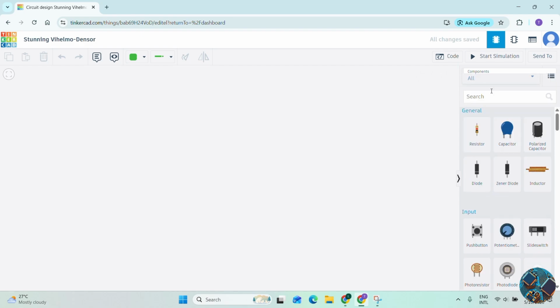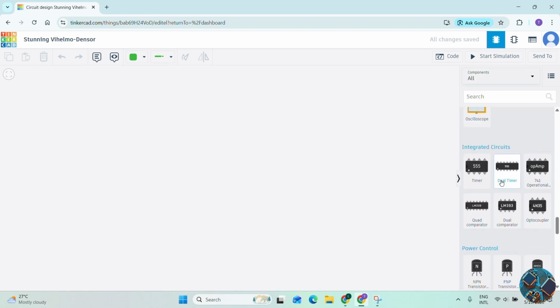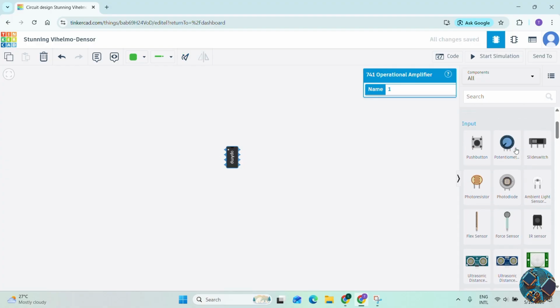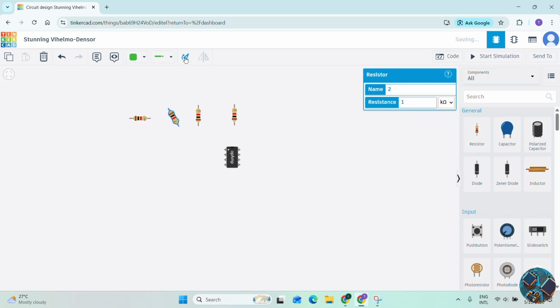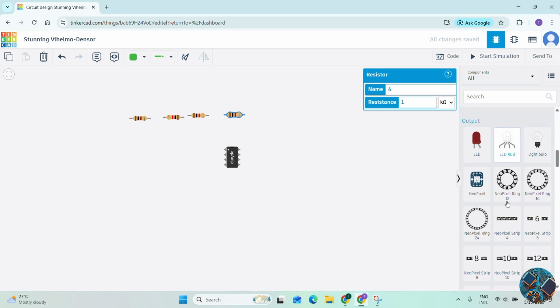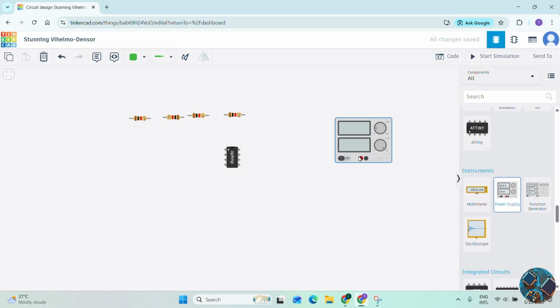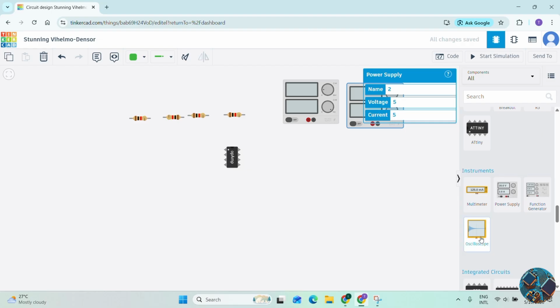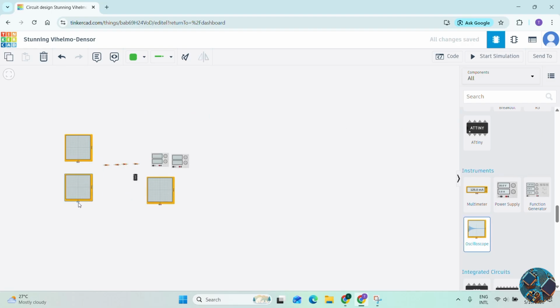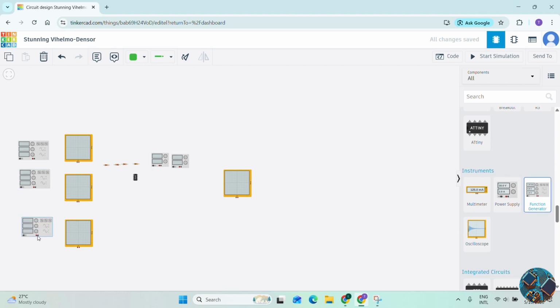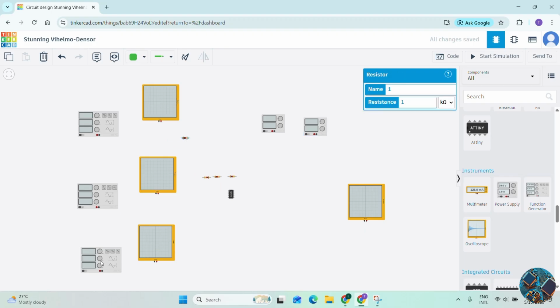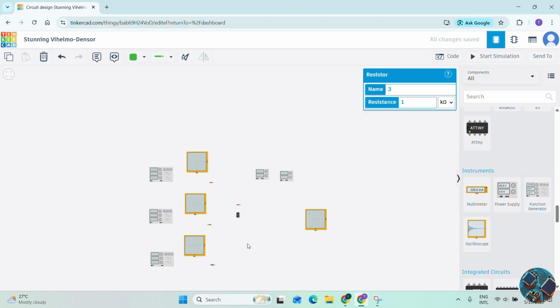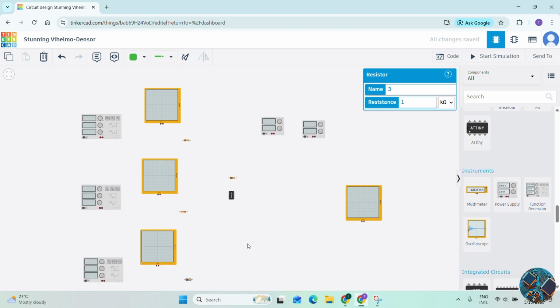So first we need an operational amplifier. Then we need 4 resistors. And we need 2 power supplies. We need 4 oscilloscopes. We need 3 function generators. So we will set up the circuit.